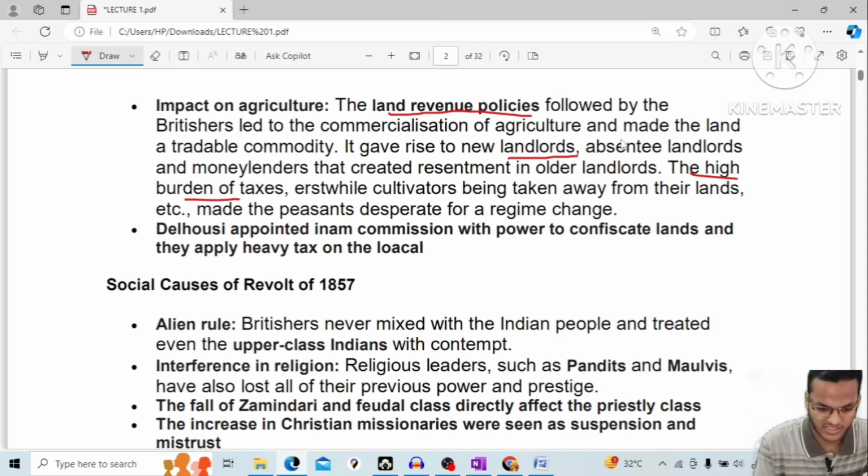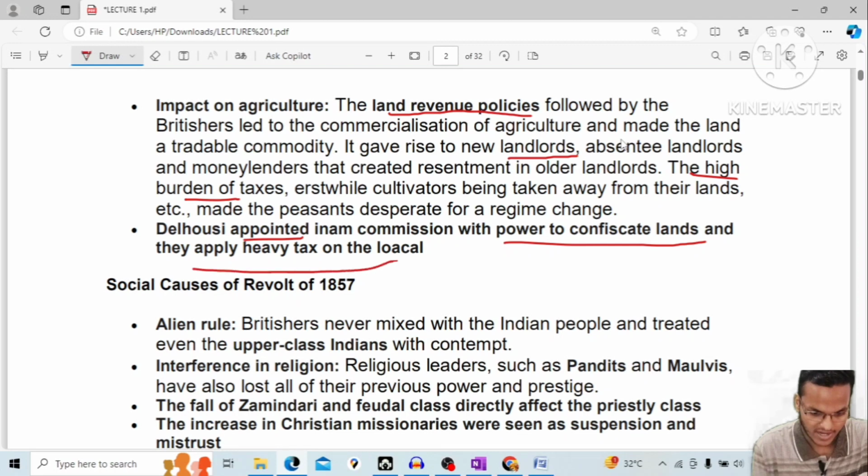और यहाँ पे एग्रीकल्चर लैंड को भी कन्फिस्केशन, डलहौसी appointed Inam Commission with the power to confiscate land and they apply heavy tax on the local. कन्फिस्केट मतलब लैंड को छीन लिया जाता था, land being taken away.